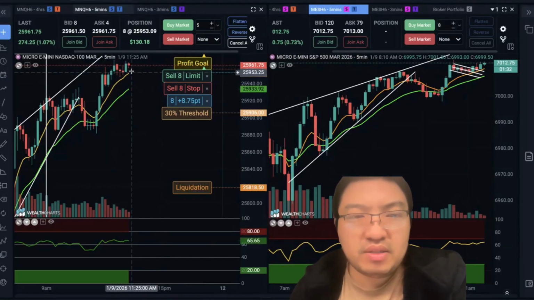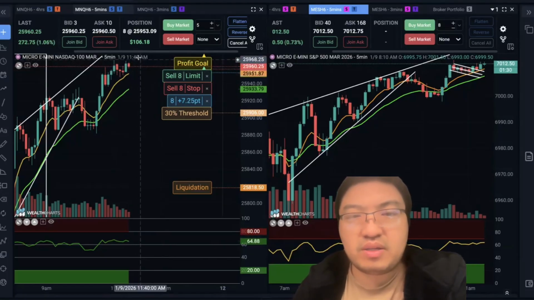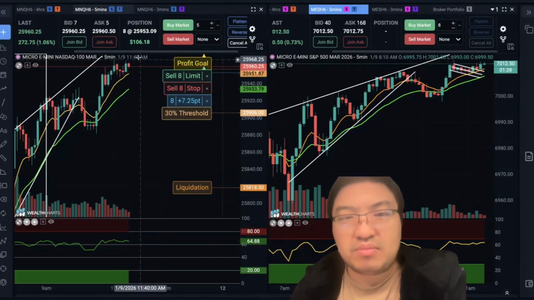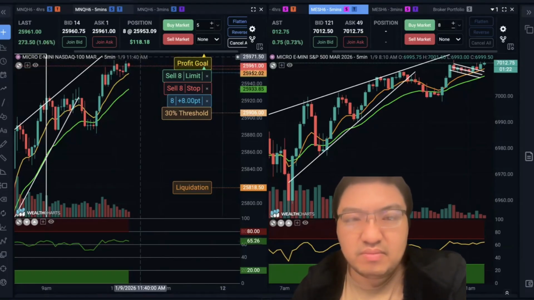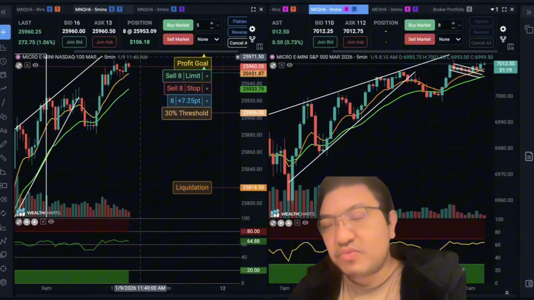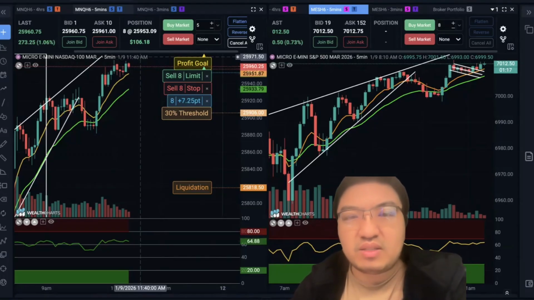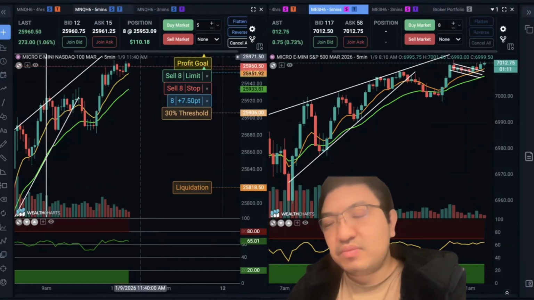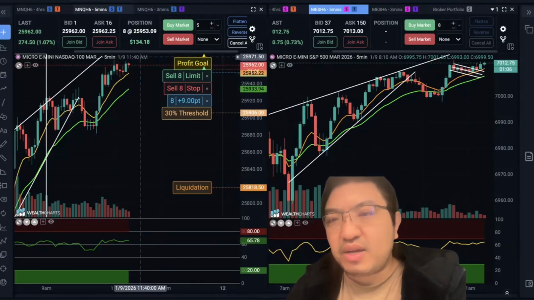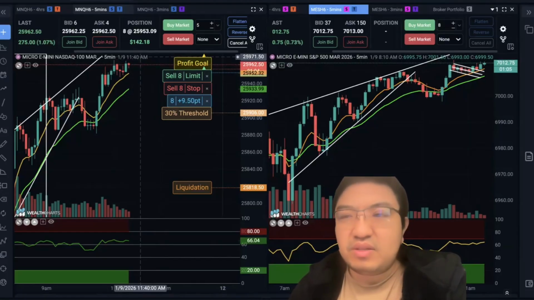If it can break somewhere here, close about here, maybe I can add some position. But for now, let's be conservative. Let's get kicked out. Just get kicked out. ES wants to go up, but still does not break a higher high. So it's still sideways. Be conservative.